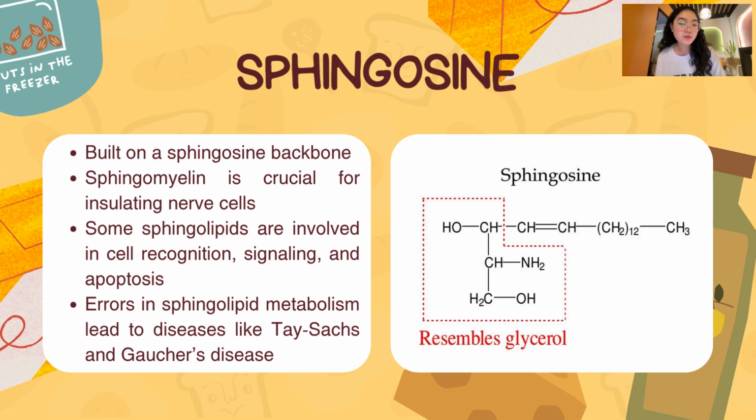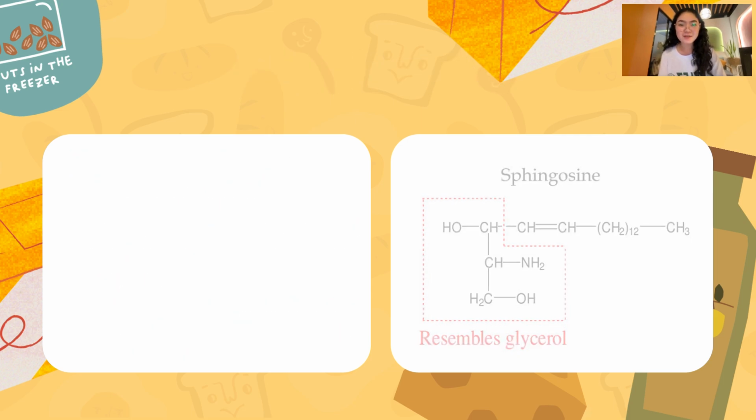Unfortunately, problems with sphingolipid metabolism can lead to serious diseases. For example, Tay-Sachs disease and Gaucher's disease, which are both genetic conditions where certain sphingolipids build up to toxic levels because the enzymes that are supposed to break them down are missing or malfunctioning. These disorders primarily affect the nervous system and can be life-threatening.